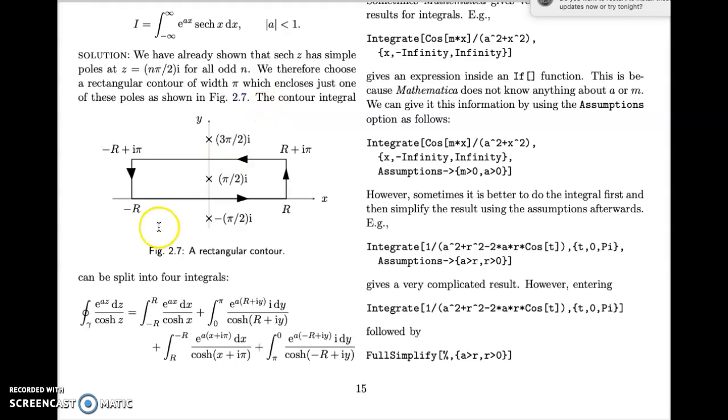Anyway, going into details. So this contour around here can be split into 4 integrals. So this first integral is the one we want. Then we've got this bit up here.